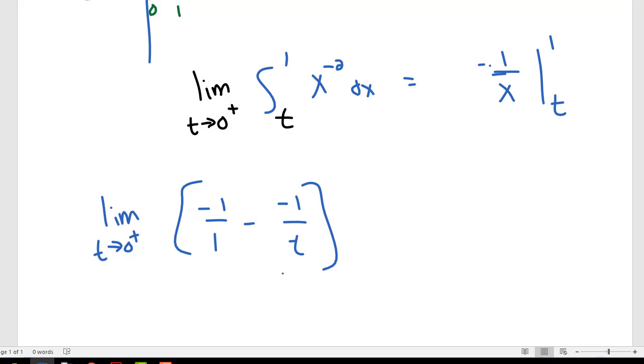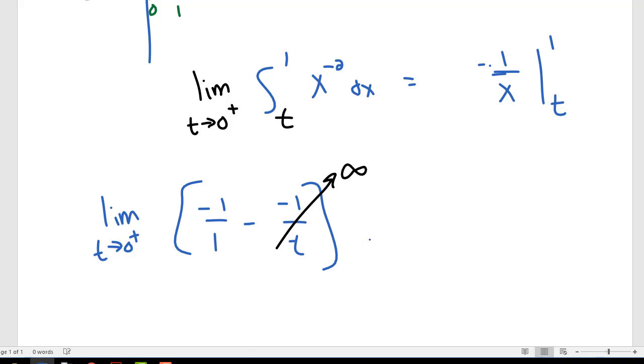Numerically, if I let t go to 0, 1 over 1 is 1. 1 over a half is 2. 1 over a quarter is 4. 1 over a tenth is 10. 1 over a hundredth is 100. 1 over 1,000th is 1,000. So as this gets smaller and smaller, this thing goes off to infinity. So this thing becomes infinite.